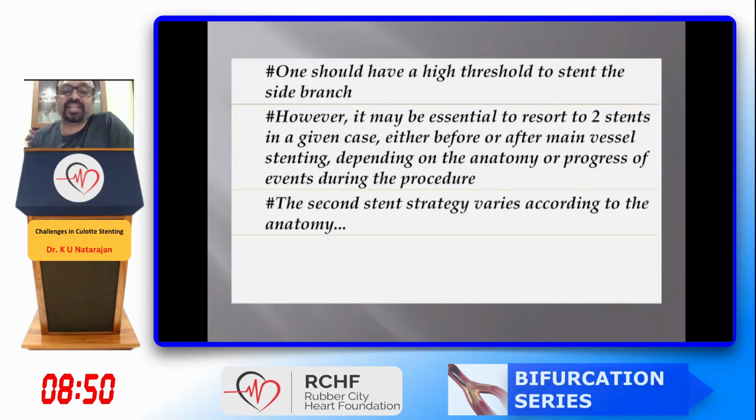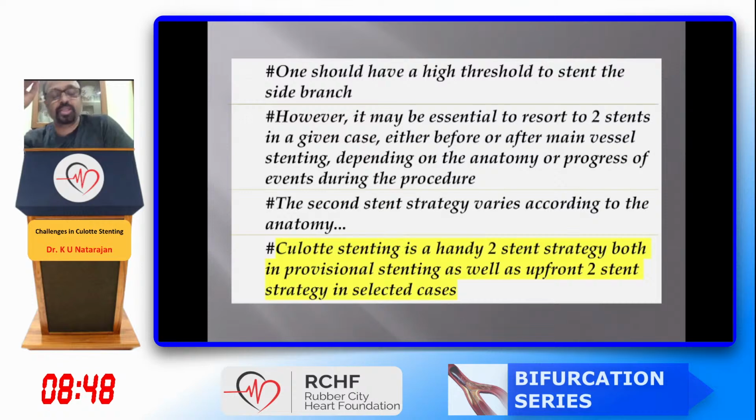The second stent strategy varies according to the anatomy. The Culotte stent, as was shown in this case example, is a handy 2 stent strategy both in provisional stenting as well as upfront 2 stent strategy in selected cases. Thank you.